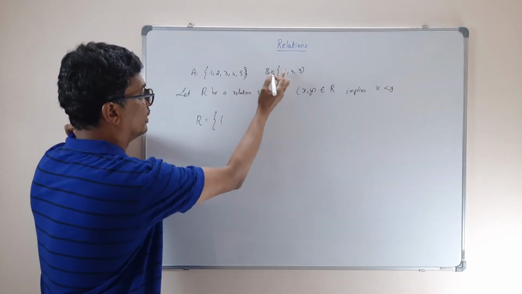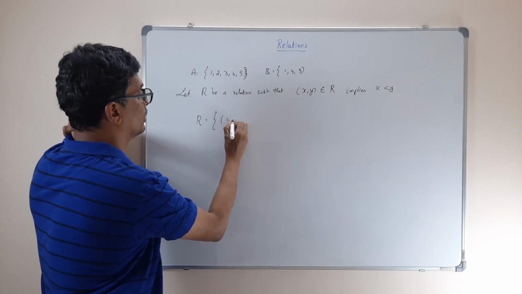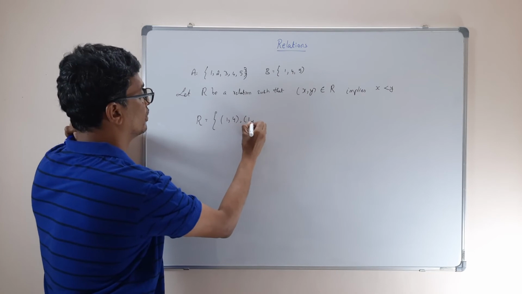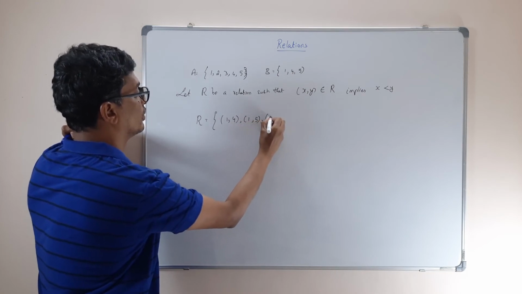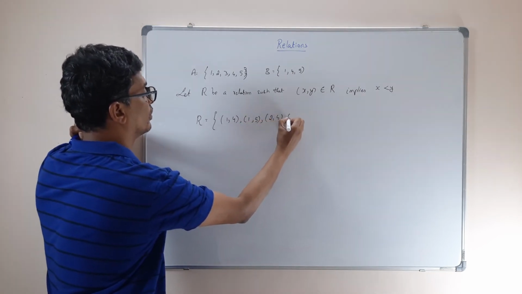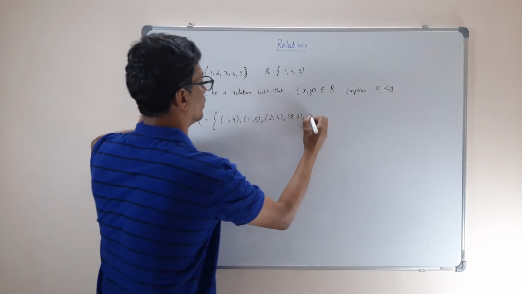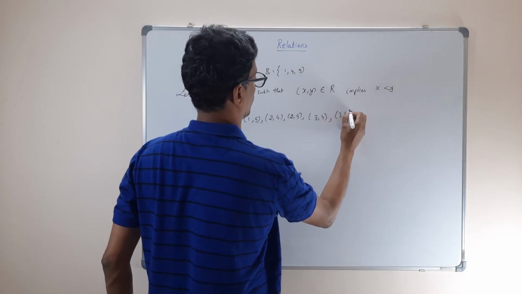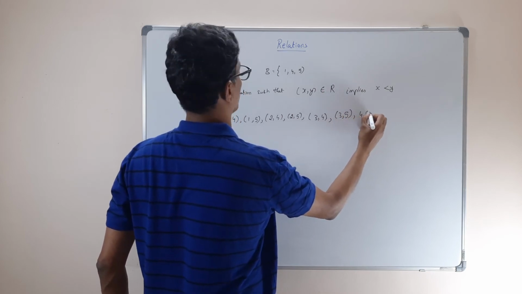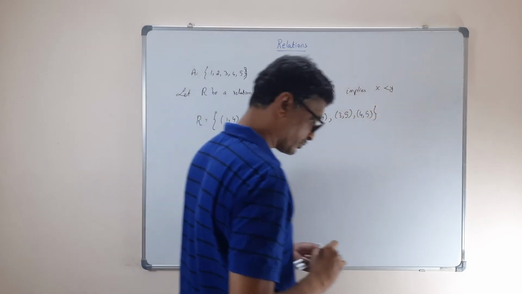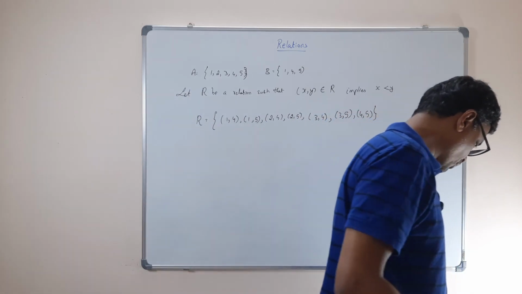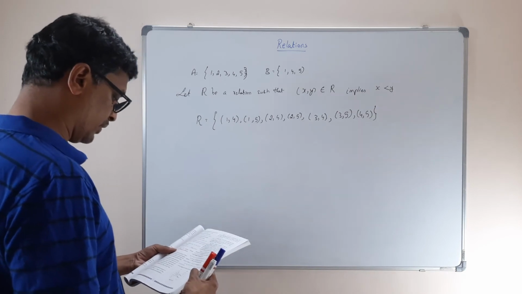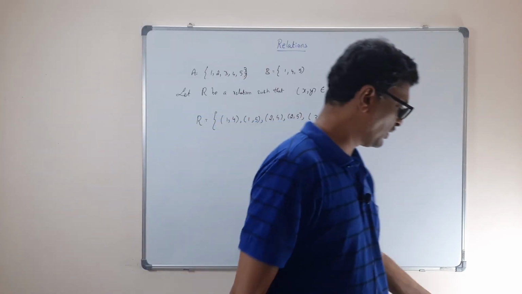Start from 1: 1 comma 4, 1 comma 5, 2 comma 4, 2 comma 5, 3 comma 4, 3 comma 5, and 4 comma 5. That's it, right? Okay, so this is what the relation is.